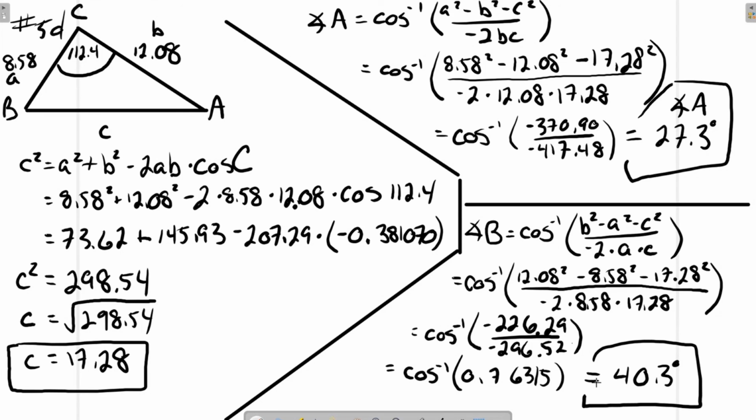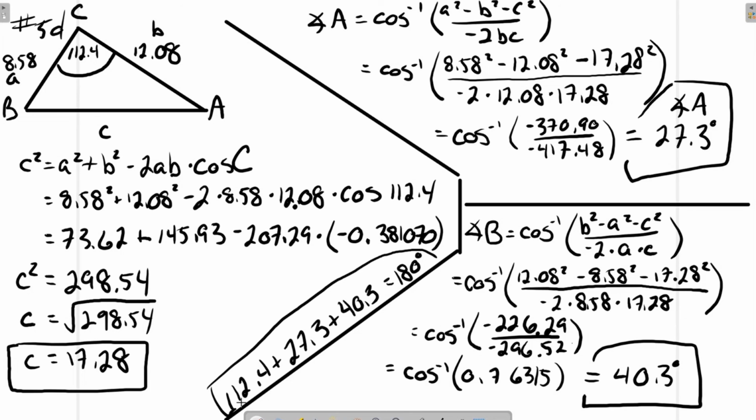And if we wanted to do that check, we would take our 40.3 degrees and our 27.3 and our 112.4, and we'd add those together, and we would see that they end up to 180. So let's just do that. 112.4 plus 27.3 plus 40.3 is equal to 180 degrees. Okay, that's a run through of question 5, A, B, C, and D.